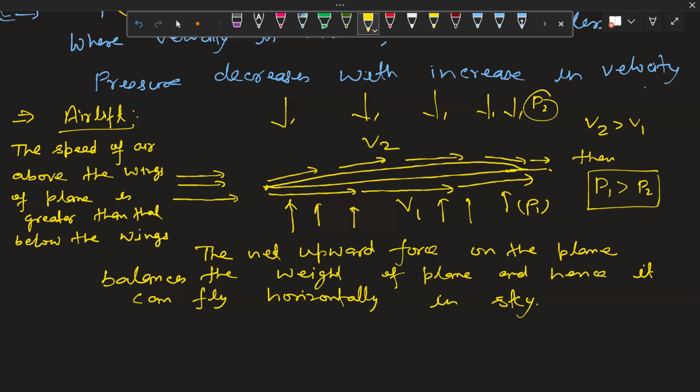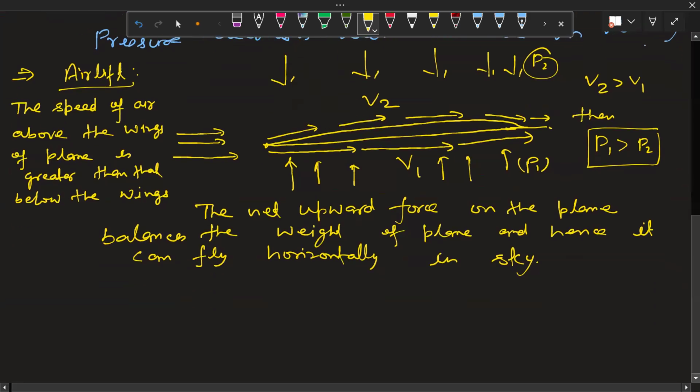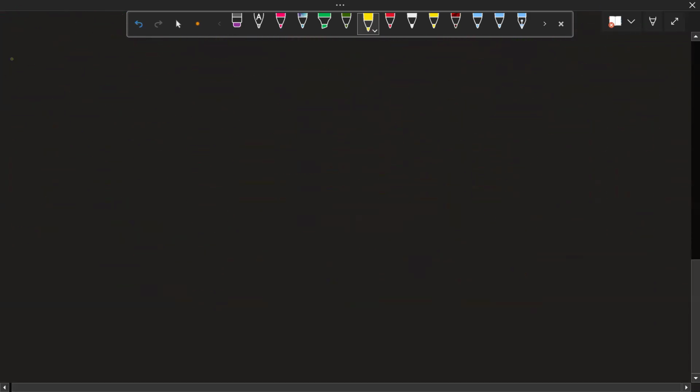Sir, done. So you understand why the net upward force is acting on the plane? Yes, sir. Okay, can you explain in short why the plane is balanced when it is flying horizontally in the sky? In your own words.